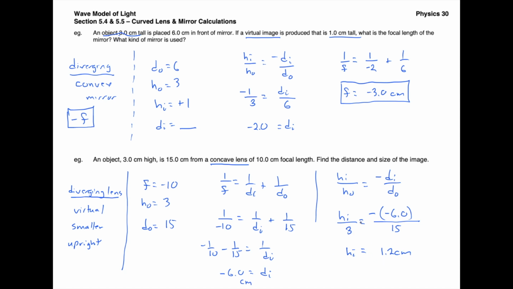Now the other thing to remember, it must be smaller. So I have 1.2, whereas my original object was 3, so it is smaller. It's positive, which I'd expect for my virtual image as well. And so it does check out to the characteristics I'm expecting from that diverging lens.